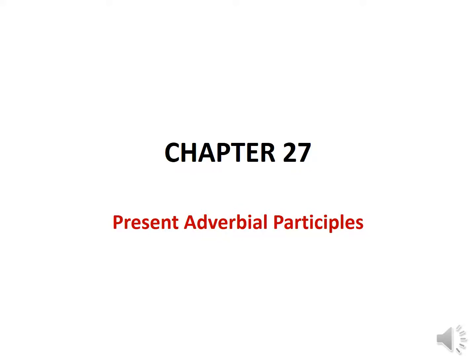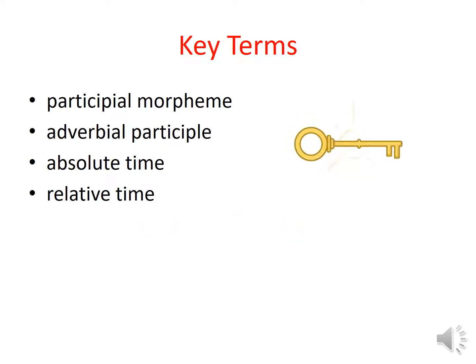Lesson 27, present adverbial participles. So remember the participle is defined as a verbal adjective, so it's going to have both verbal elements and adjectival elements. We're going to start by looking at the adverbial participle and then move from there to the adjectival. Okay, here are our key terms.